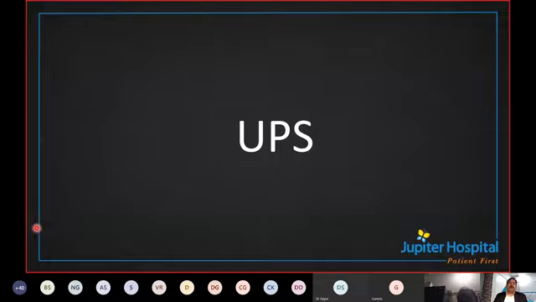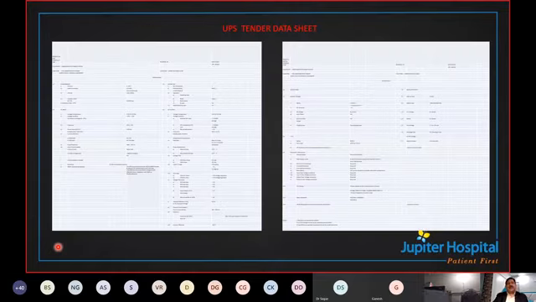Now UPS should have, like what we are having, parallel UPS has to be there. Like we can say that if one UPS goes down, the other should be able to take care of that. So that much at least we need to look into while procuring the UPS system. Now this is a UPS tender sheet which we discussed also. So that we need to consider.